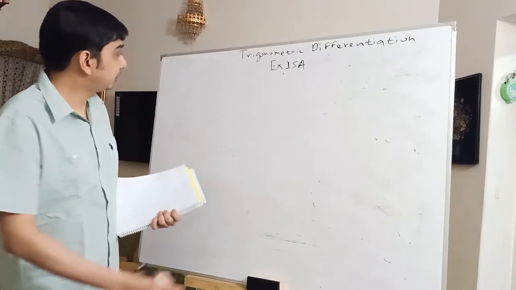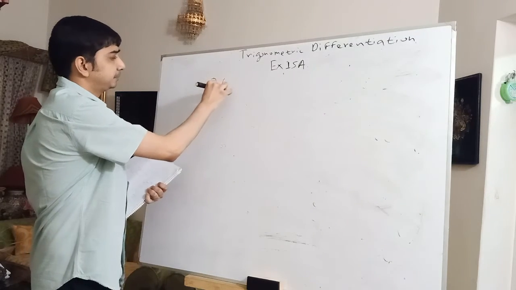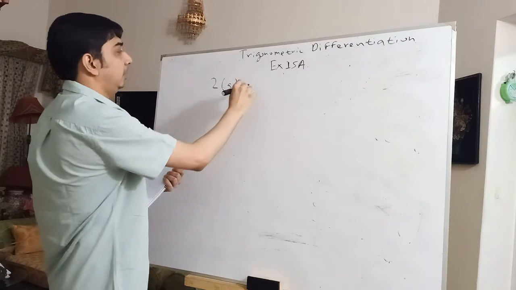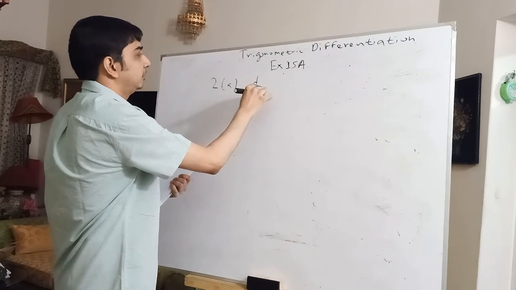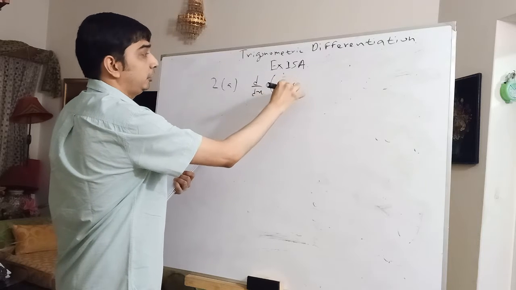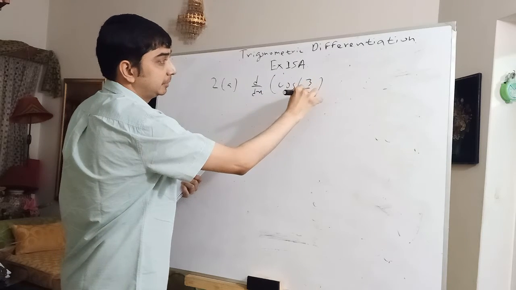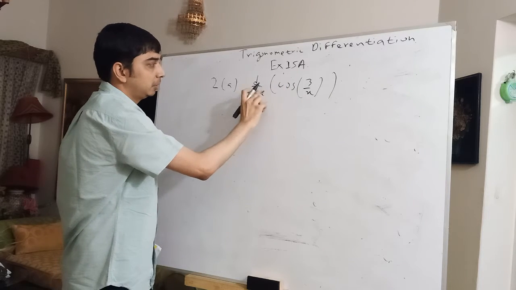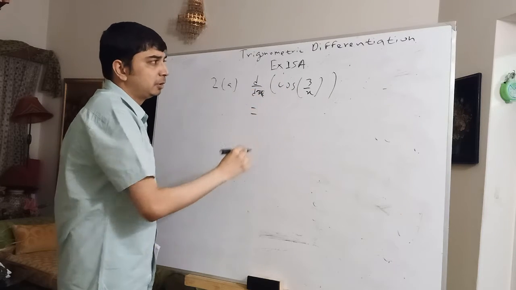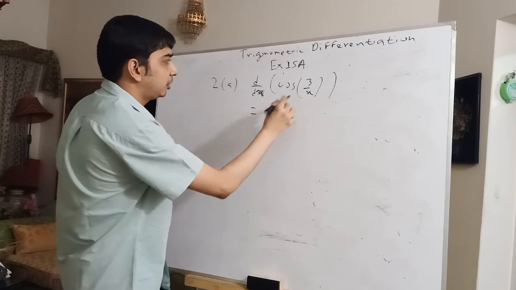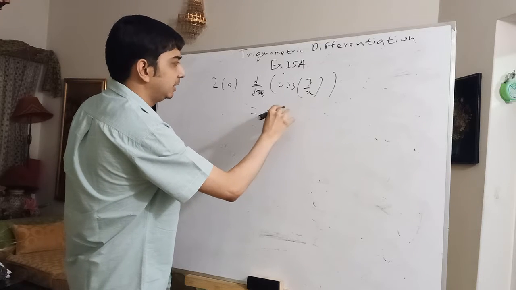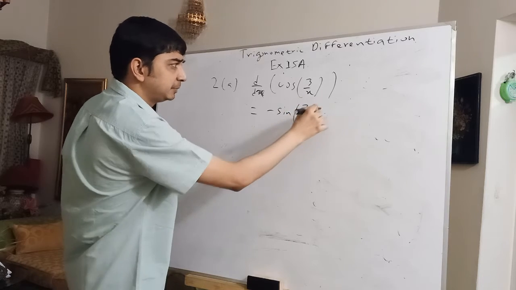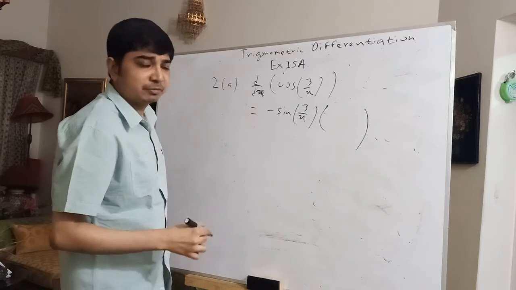So now let us look at question number 2a, exercise 16a of Lipen. Differentiation of cos 3 by x. The differentiation of cos x is minus sin x, so cos 3 by x is going to be minus sin 3 by x, then you'll multiply by the differentiation of 3 by x.